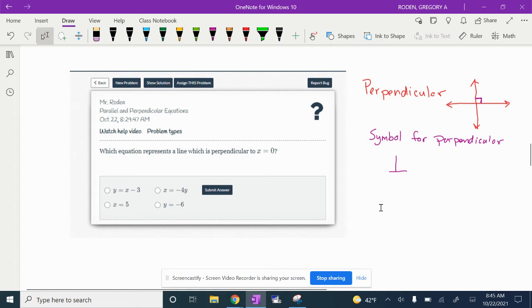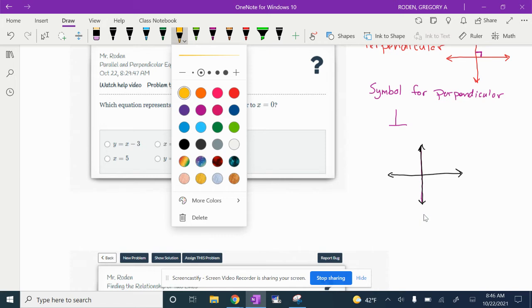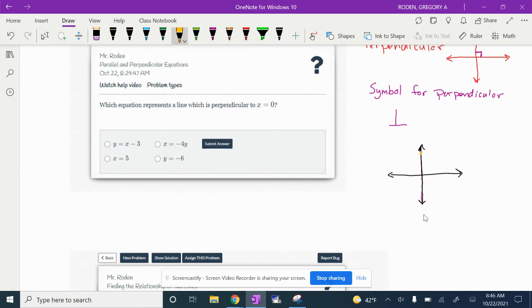So we want an equation that has, what's the equation? Which equation represents a line perpendicular to x equals 0? Okay, so what does x equals 0 look like? Well, if I graph on the coordinate plane, the line x equals 0 is this line right here. It's basically the y-axis, okay? X equals 0 is the y-axis. So what is perpendicular to the line x equals 0?